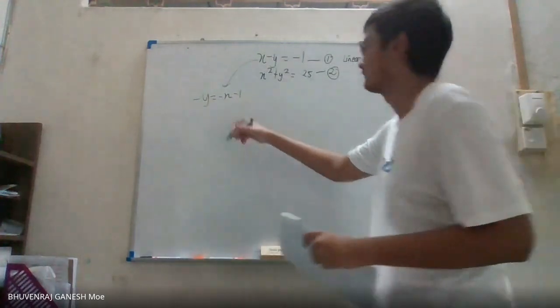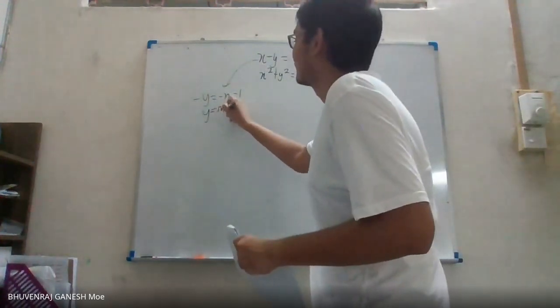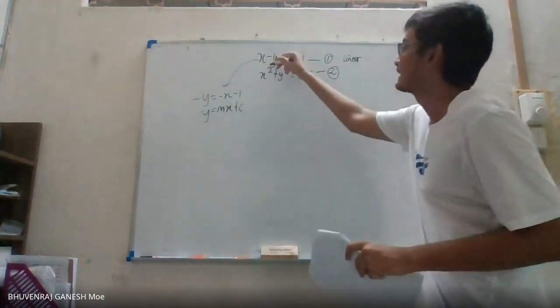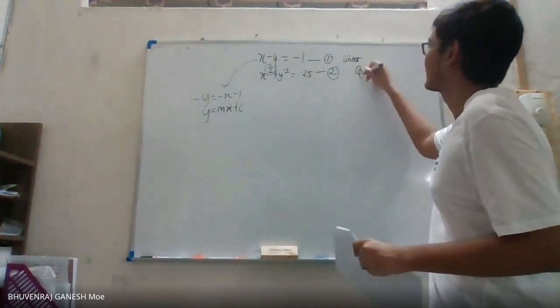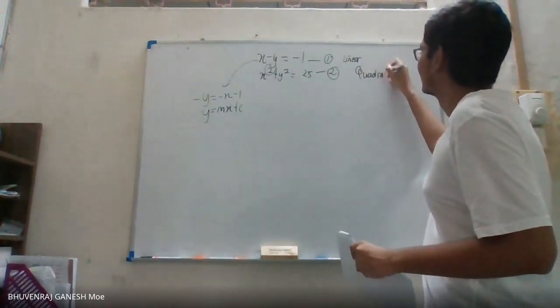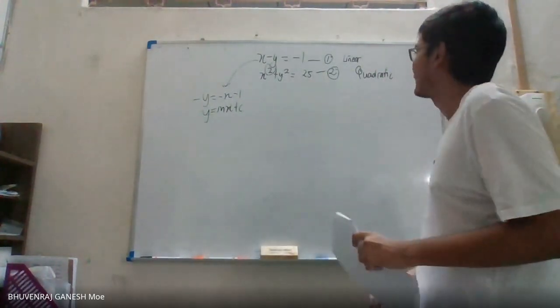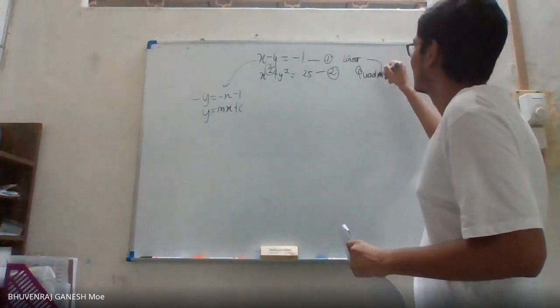This is the exact form already, which means it's linear because x is power 1. And you see here the x is power 2, so definitely it's something like a quadratic, that's why it's a more complex one. So it's not necessarily that you must substitute linear into non-linear.